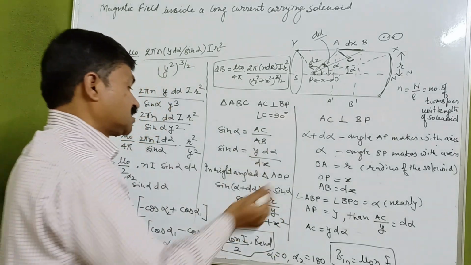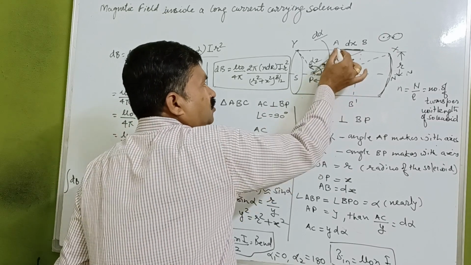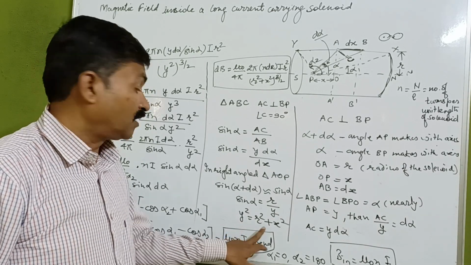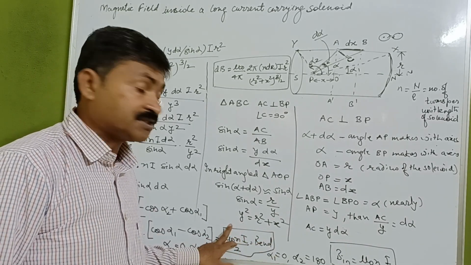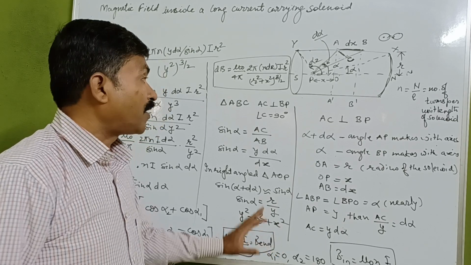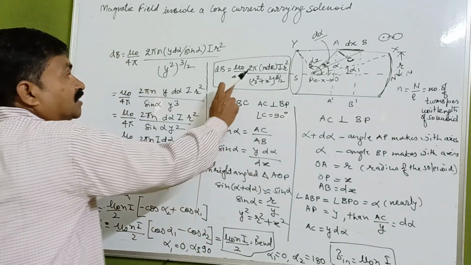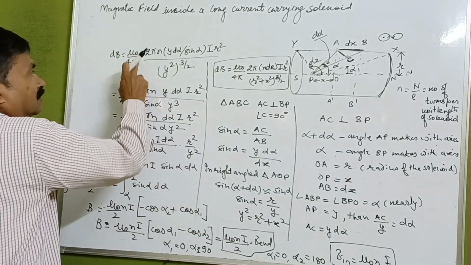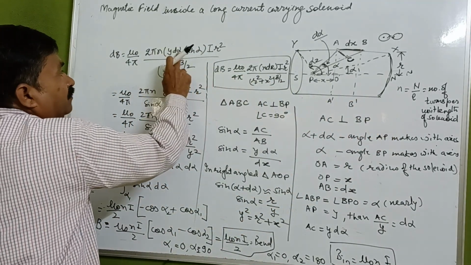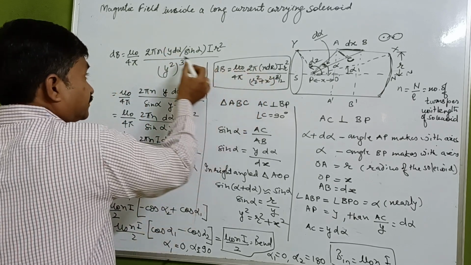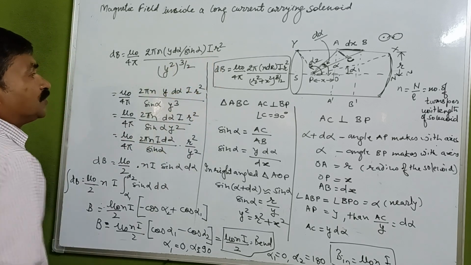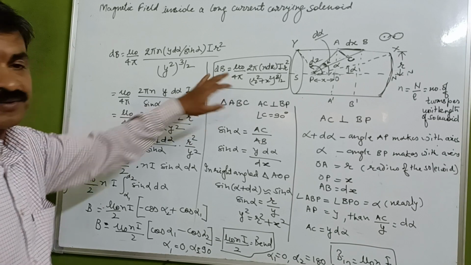Now this is your X, this is your R, this is your Y. According to Pythagoras theorem, perpendicular square plus base square is equal to hypotenuse square. So we have got a relation: Y square is equal to R square plus X square. So finally we have got all the relations. Now for this B, which we want, mu naught upon 4 pi, 2 pi n, and we have already calculated Y d alpha upon sin alpha, into I R square upon Y square all to the power 3 by 2. We have got this relation from here.